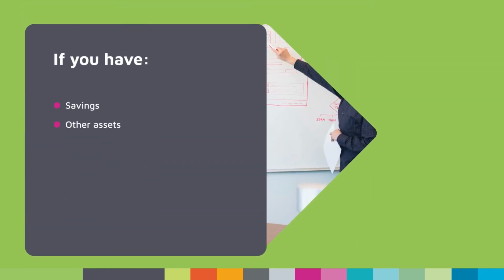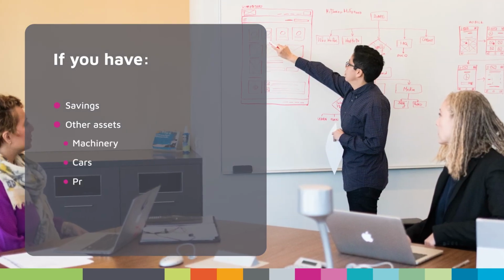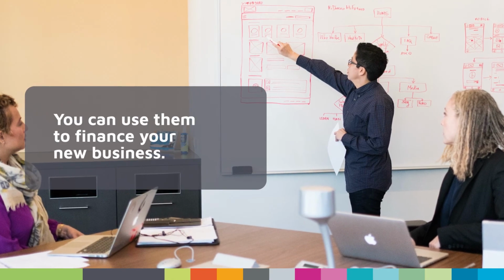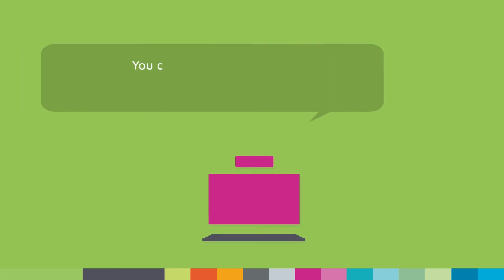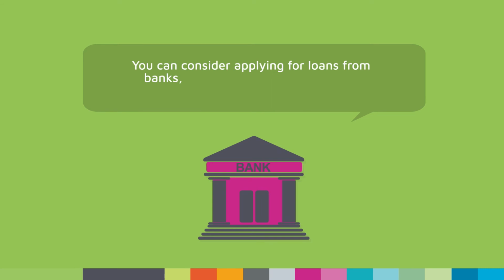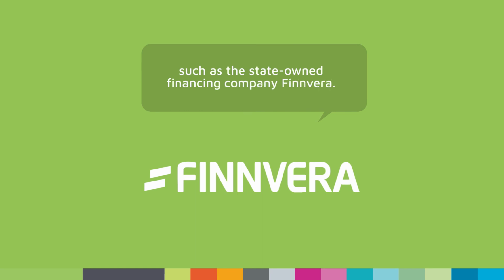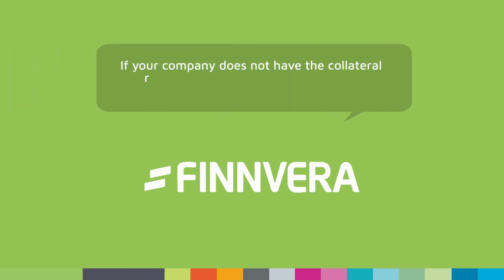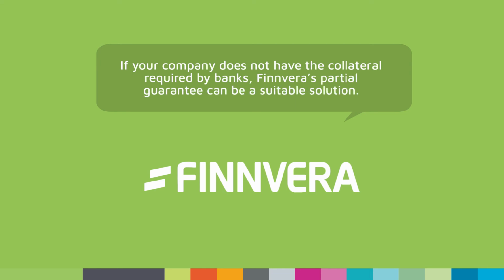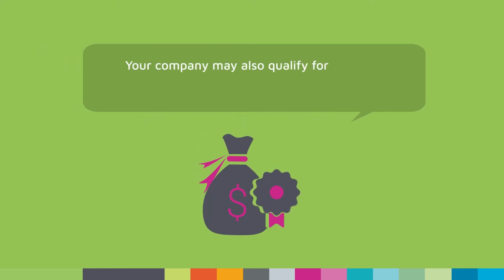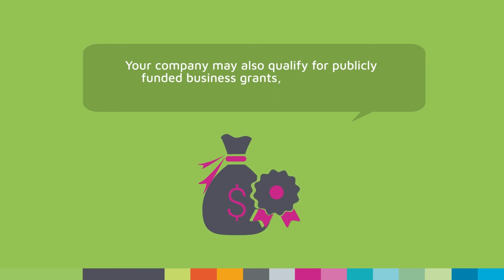If you have savings or other assets such as machinery, cars or property, you can use them to finance your new business. You can consider applying for loans from banks, pension insurance companies and other financial institutions, such as state-owned financing company Finnvera. If your company does not have the collateral required by banks, Finnvera's partial guarantee can be a suitable solution. Your company may also qualify for publicly funded business grants, which do not need to be paid back.